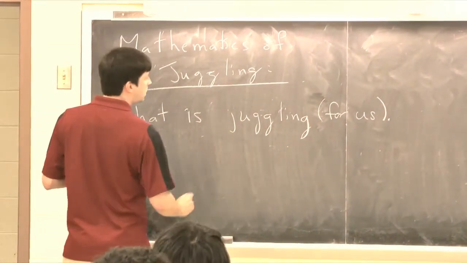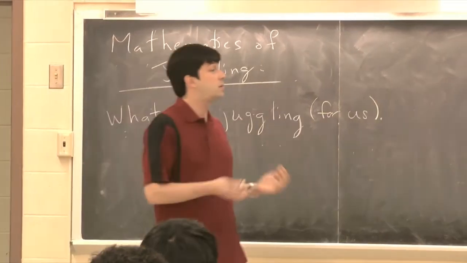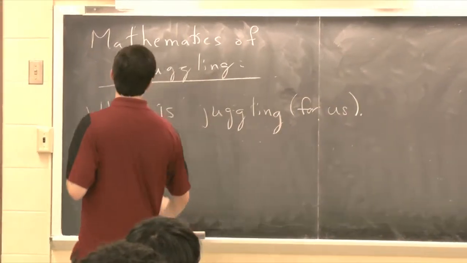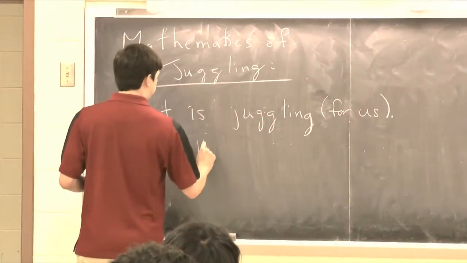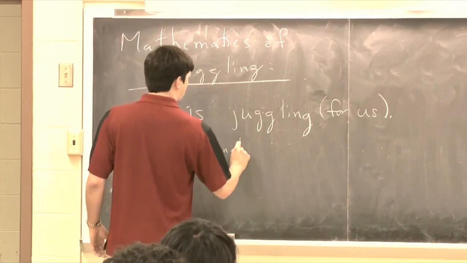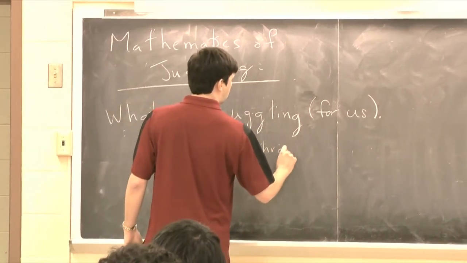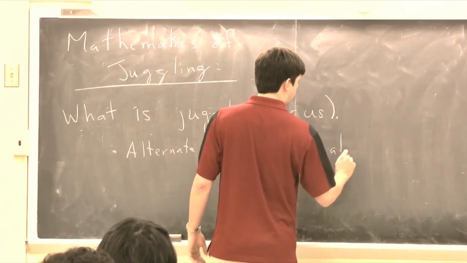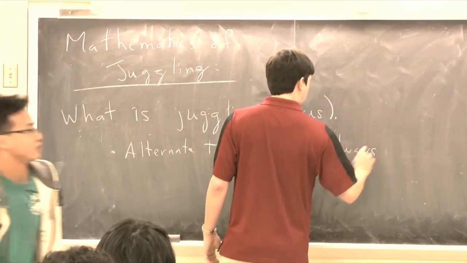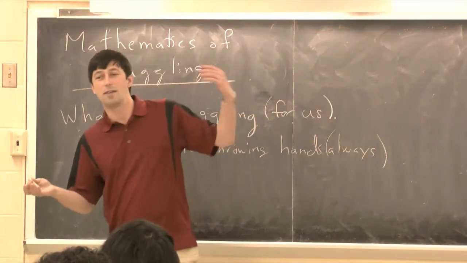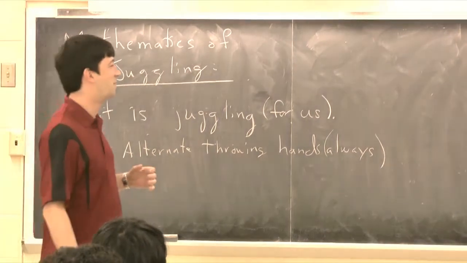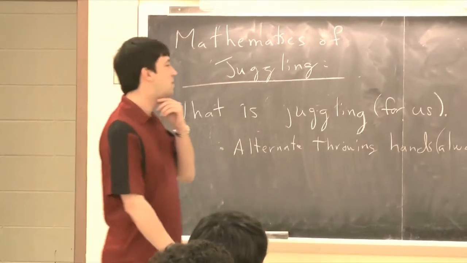For us, juggling is going to be something where you're throwing the balls in the air, and you're alternating hands. Okay. So for us, the constraints will be we alternate the throwing hand. Always. So it's not going to be two throws with the left hand, another with the right, two throws with the left. So you can do lots of fancy things with it.